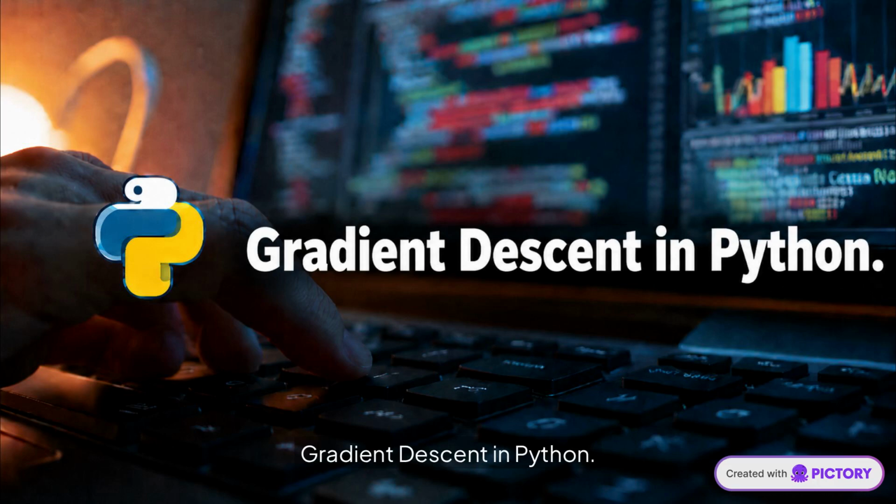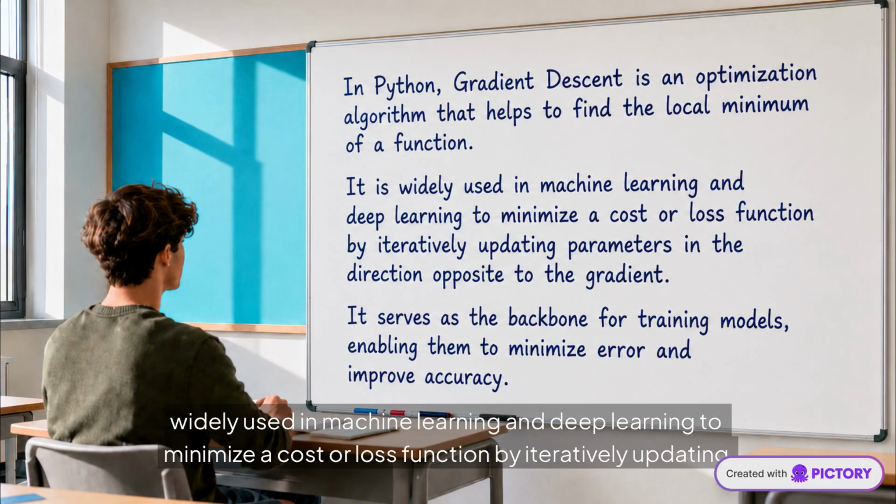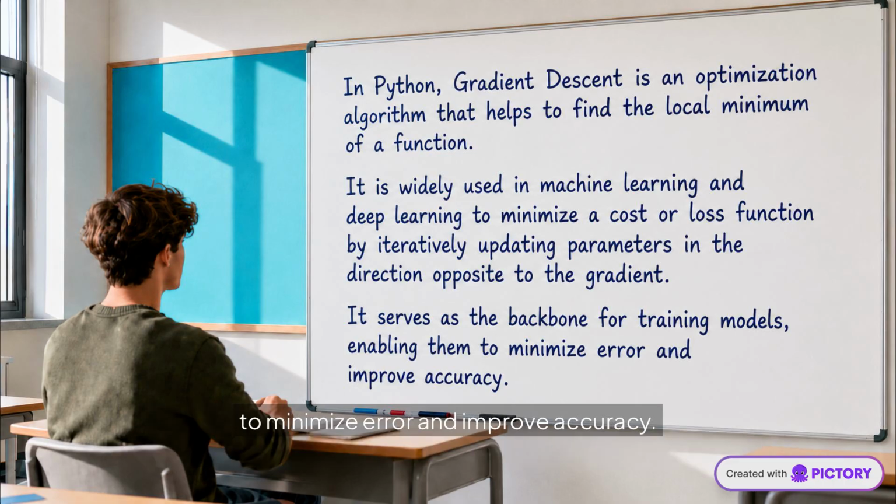Gradient descent in Python. In Python, gradient descent is an optimization algorithm that helps to find the local minimum of a function. It is widely used in machine learning and deep learning to minimize a cost or loss function by iteratively updating parameters in the direction opposite to the gradient. It serves as the backbone for training models, enabling them to minimize error and improve accuracy.